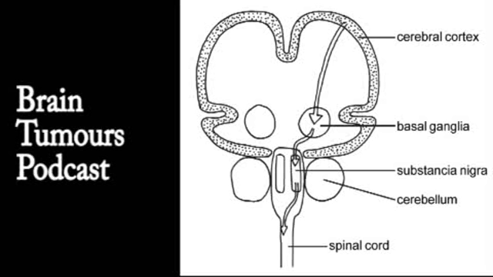Well, this podcast is on brain tumours, and brain tumours obviously are intracranial. Now, the cranial cavity is the space within the vault of the skull, and the brain is contained within the cranial cavity. So the brain is an intracranial structure, therefore brain tumours will also be intracranial tumours.